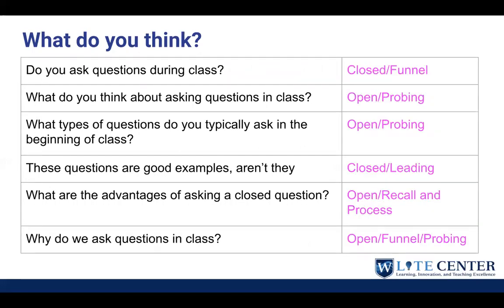Here are some of the more common or likely answers for those, and you might have had something a little different. There are a lot of areas that overlap, but typically you'll see that you have some that are open and some that are closed. You can definitely see the leading question here, these are good examples, aren't they? You can see some examples of the probing, one of the recall and process. And again, some of these could have been recall and process depending on where they are in your lesson.